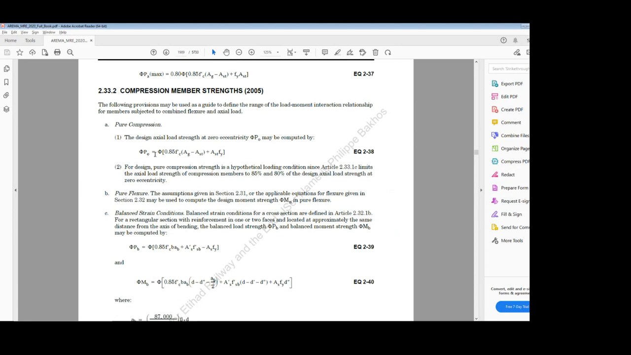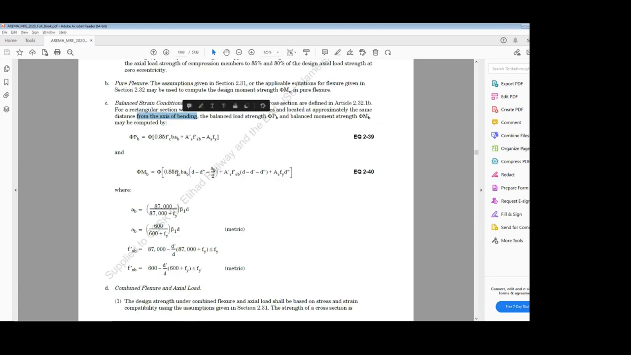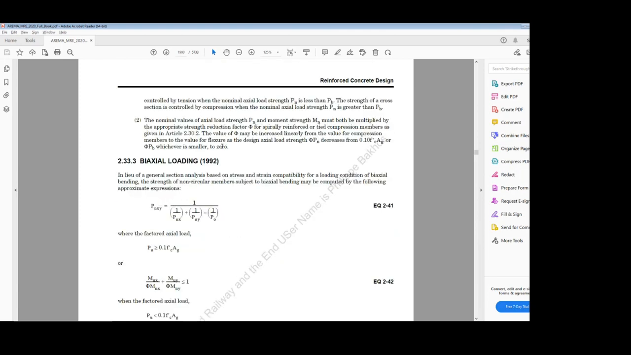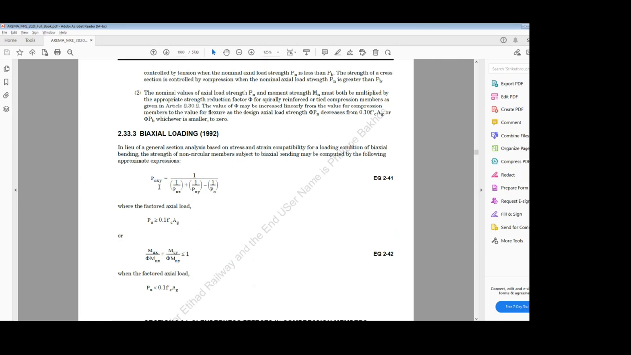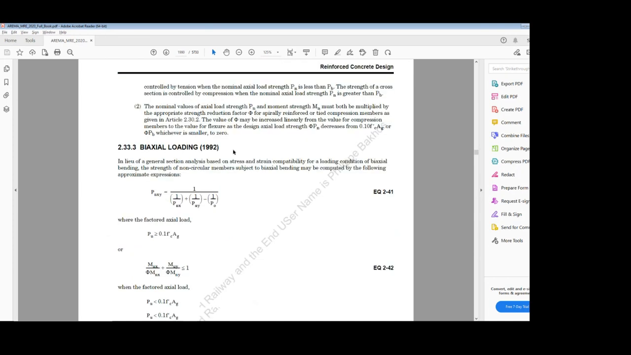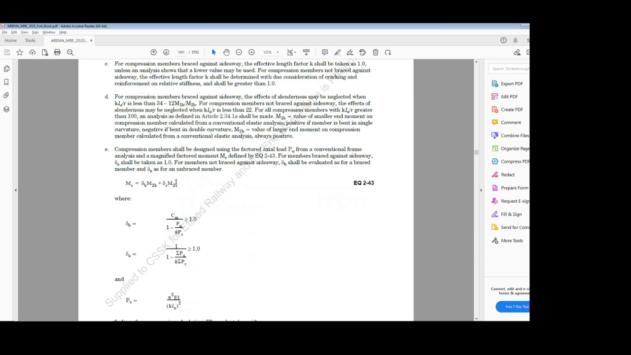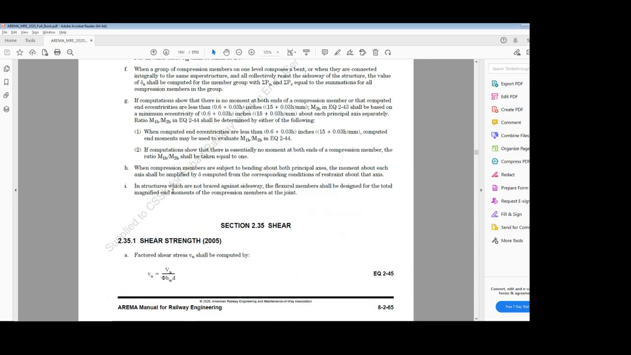They have given this clause, meaning assumptions or suggestions, to create the PM interaction curve. You have to read it and interpret it by yourself. If you find any difficulties, please let me know. This is for biaxial bending, this is for uniaxial bending, and this is the clause for uniaxial bending. Then slenderness effect in compression members. They have given some criteria.